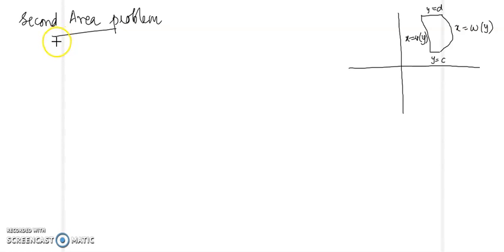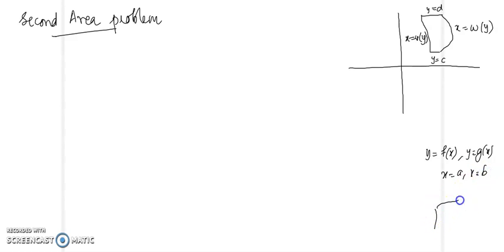Hello, so in today's class we will look at the second area problem. We have seen the first area problem. In the first area problem we were finding the area between y equal to f of x, y equal to g of x, and x equal to a and x equal to b.